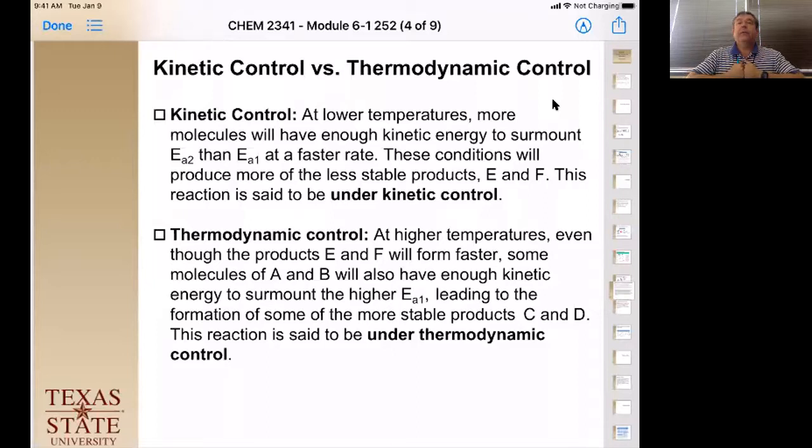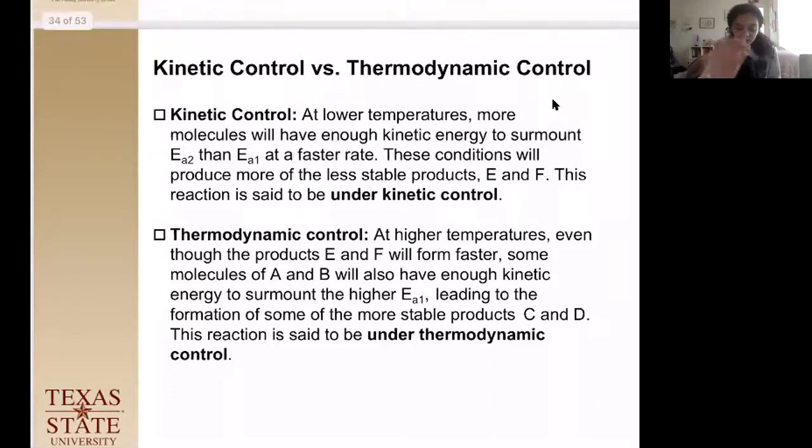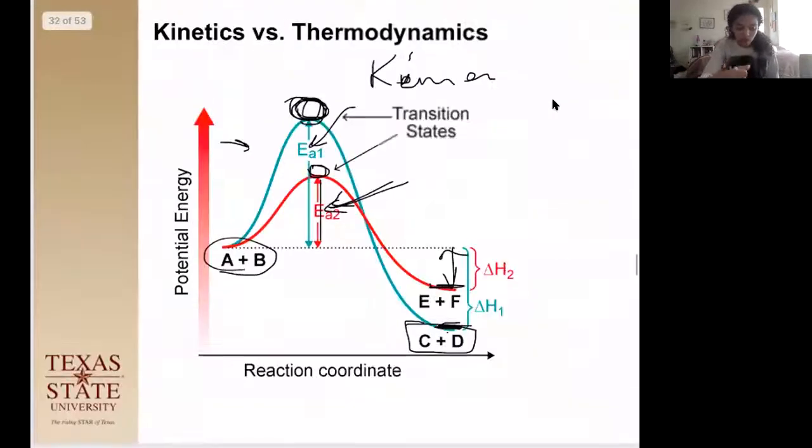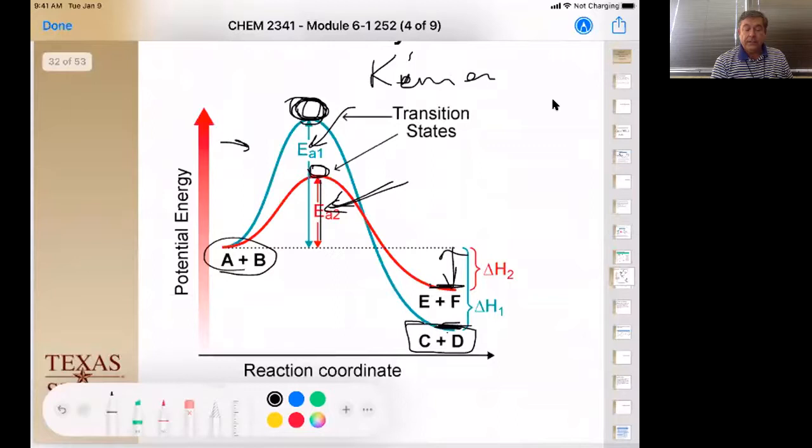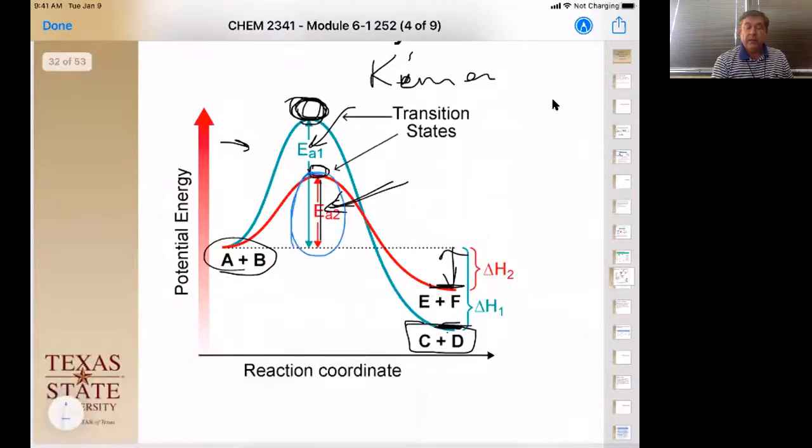Questions on kinetic control versus thermodynamic control? Again, look at the activation energy for kinetics. Look at the product energy for thermodynamics. So just to confirm, when you're looking at thermodynamic control, you want the products to be at the lowest location from the starting point. For kinetic control, you want the lowest activation energy barrier. You want this right here. The lower this is, the faster it goes, and the more likely it is to go to that transition state at lower temperatures.